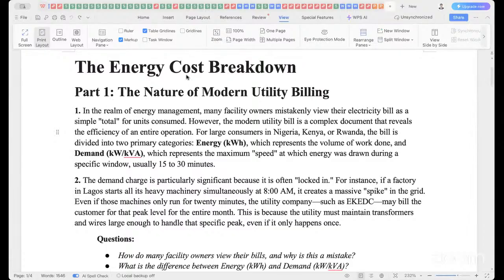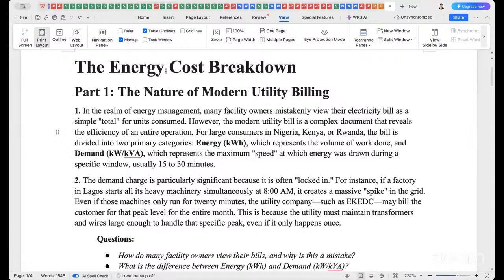Many facility owners may be viewing their electricity bill as a simple total of all units consumed, instead of the modern way of looking at the bill, which is a complex document that reveals the efficiency of the entire operation. Thank you very much. But why can we say this is a mistake?